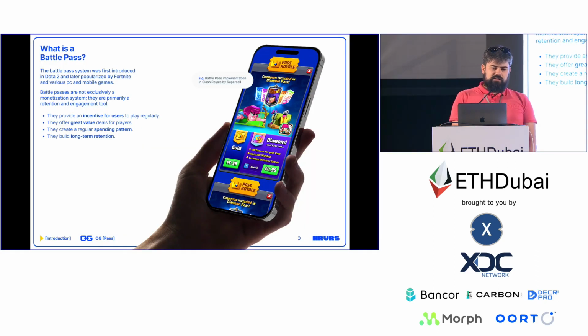So basically, what is a Battle Pass? That is a feature that was introduced in Dota 2 and later popularized by Fortnite and various PC and mobile games. A Battle Pass is not a monetization tool. It's more like an engagement tool, where developers engage users to play their game for the whole season, and in that way they will spend more time and more money within the game. When the user wants to participate in the Battle Pass, they need to pay an entry fee, and after the season ends, they collect the rewards that are distributed through the system when they complete some steps.